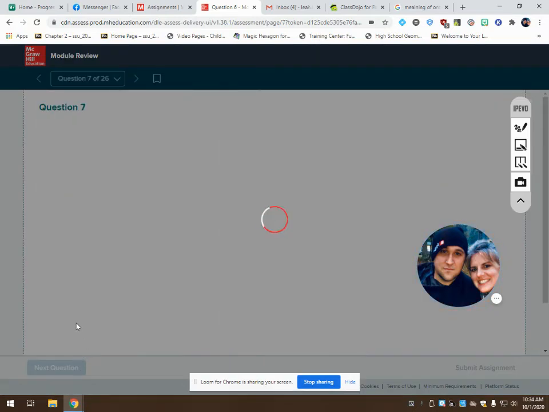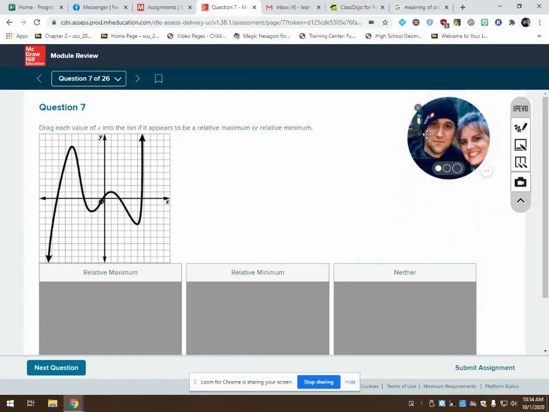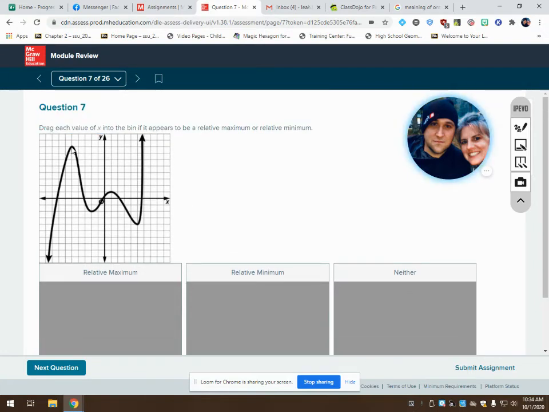Next question. It says drag each value of x into the bin if it appears to be a relative maximum or a relative minimum. Now, when I was looking at this a little bit ago, I would have missed it without taking a minute to look back over it because I did the range instead of the domain. Notice it's asking for each value of x, not each value of y. So I went through and looked at what each of these values were, but I'm not going to pay any attention to the y values because it's only talking about my x's.